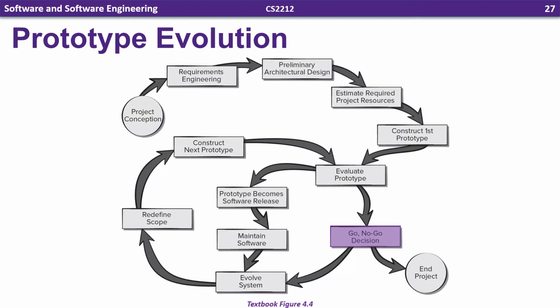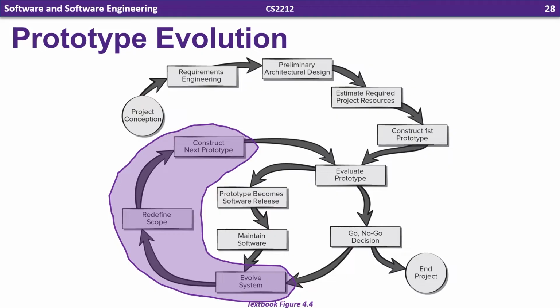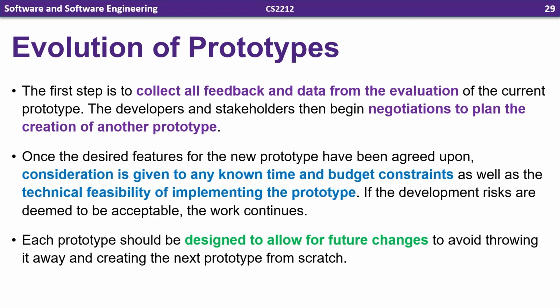So, if we decide to keep going, we now have to evolve that prototype. And this really comprises three different activities: evolve the system, redefine the scope, and then construct the next prototype. So, we'll talk a little bit about the evolution of prototypes. The big first step is to collect all feedback and data from the evaluations of the current prototype. We got a lot of that at that evaluation process.